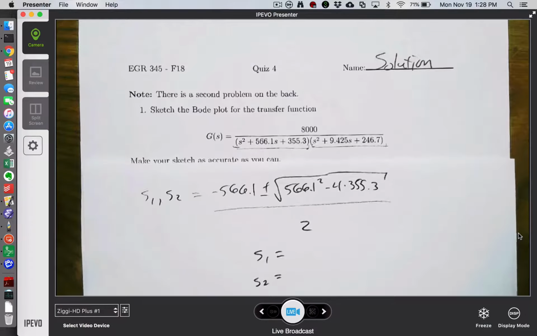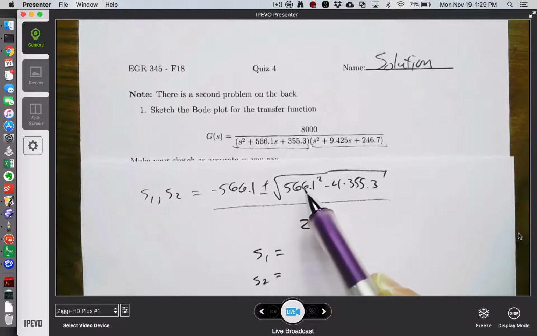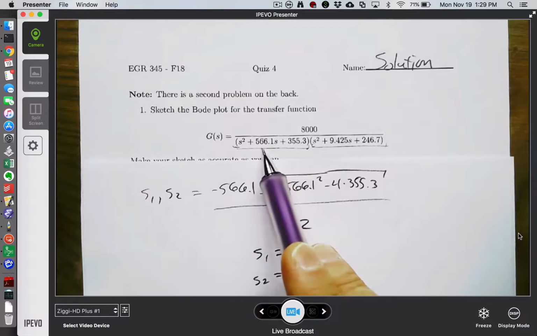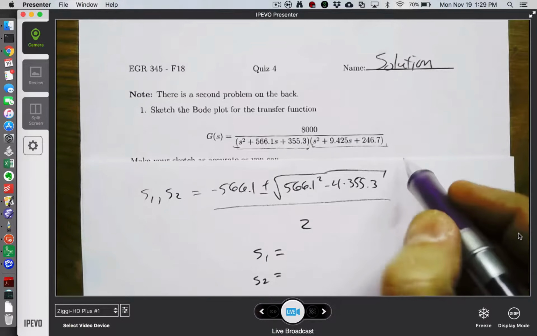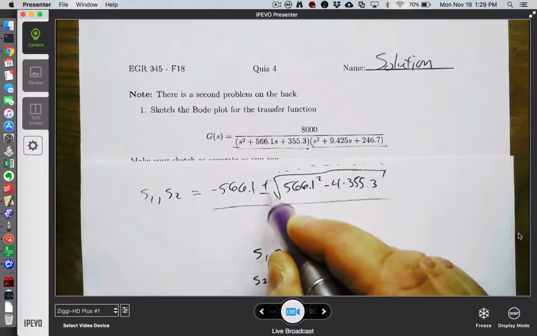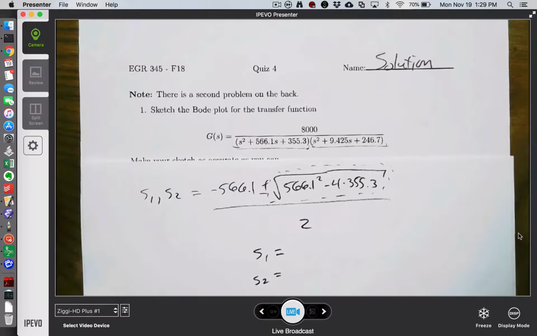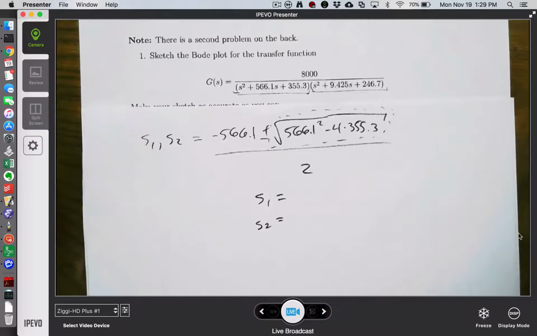So what we need to do is use the quadratic formula, negative b plus or minus the square root of b squared minus 4ac over 2a. A is 1, b is 561.6, c is 355.3. So the key issue is if this number turns out to be positive, then we are in fact overdamped, or we have two distinct real roots. And if this number turns out to be negative, then this would be an imaginary number. We'd have a complex conjugate pair of roots, and it would in fact be an underdamped second order term.